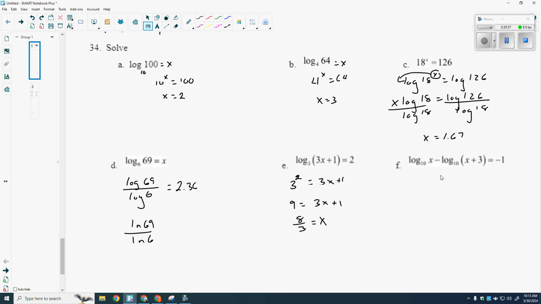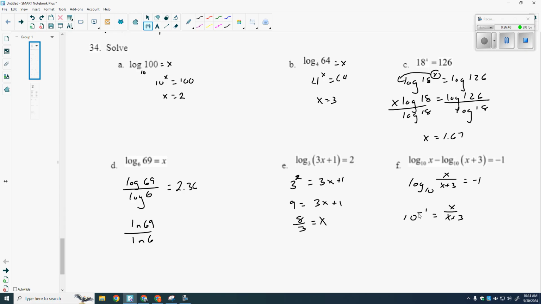All right. Next one. I need to make question F look like question E. I need to take these 2 logarithms and somehow condense them into 1 logarithm so I can switch forms and solve. Remember your properties. If I have the log of one expression minus the log of another expression, the way I can condense that is the log of the first divided by the second. And I'm right back to what we did right here. 10 to the negative first power equals x over x plus 3.